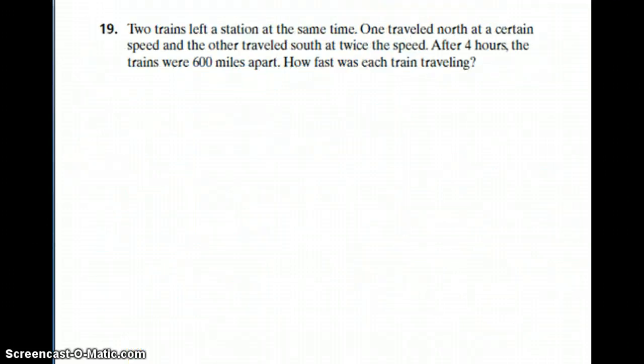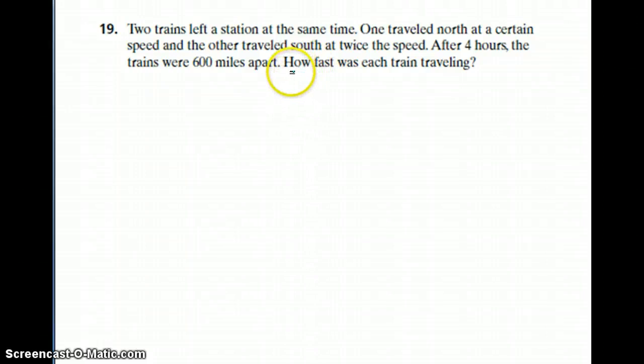We're going to do another word problem. So again, read through the problem. Two trains left a station at the same time. One traveled north at a certain speed, the other traveled south at twice the speed. After 4 hours, the trains were 600 miles apart. How fast was each train traveling?